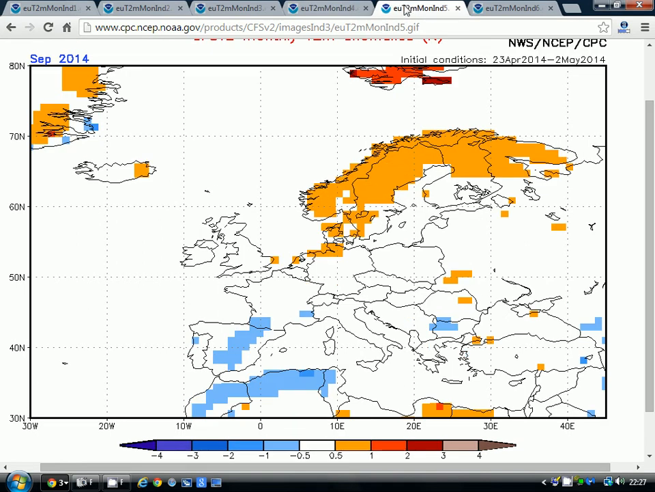Going through to September, we start autumn. Of course, that ridge of high pressure up over Scandinavia, so it's warmer than average up there. That just about extends in to the British Isles as well. But overall, not a particularly strong signal for temperatures in any of the months, really, over the next few months.